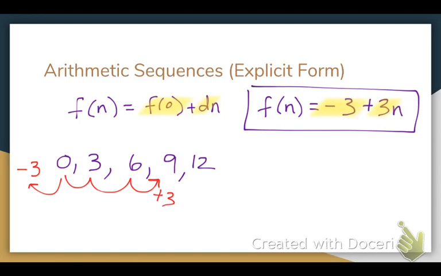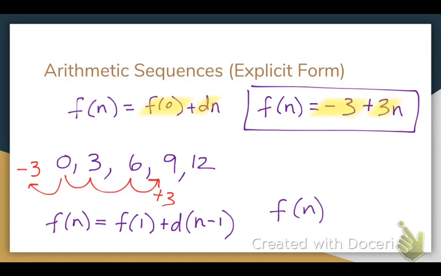The other form of an arithmetic sequence in explicit form looks like this. F of n equals, you can also start from the first term and add d, n minus 1 times. That's the other option. So remember, in this case, instead of having to go back to the initial term, you can stay at the first term, which is what in this case? What was the very first term in this purple sequence? 0. So you can stay at the first term, which is 0, and add 3, n minus 1 times.